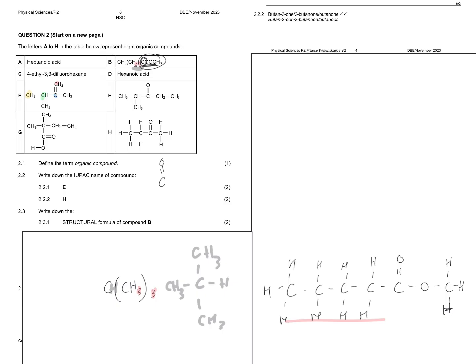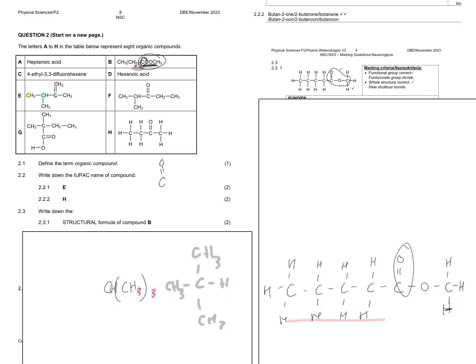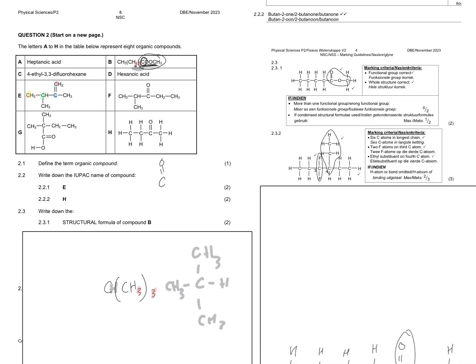It's 5 carbons on the one side and 1 carbon on the other. And the C double bond O is always the surname, the second word. So that would be methyl pentanoate. I'm not sure if they asked you for it, but here is its structural formula. You get a mark for drawing the correct functional group because it's an ester, and then you get a mark for everything else being the same.